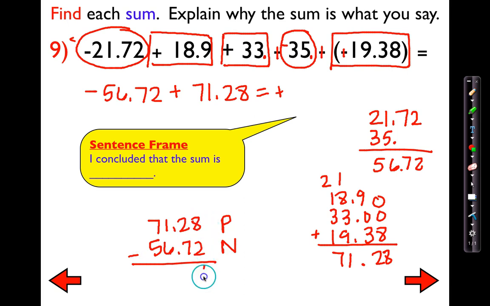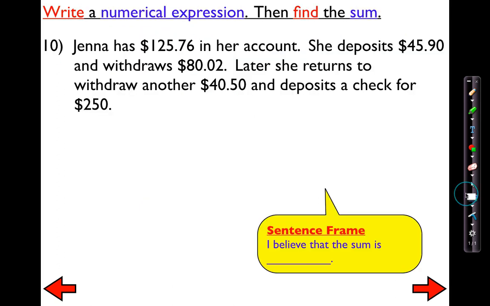So 8 minus 2 is 6. We're going to borrow. 12 minus 7 is 5. Here we're going to have to borrow again. 10 minus 6 is 4. 6 minus 5 is 1. So my answer is a positive 14 and 5600ths. So to answer the question, I'm going to say I concluded that the sum is 14 and 5600ths. So now let's move on to some numerical expressions.